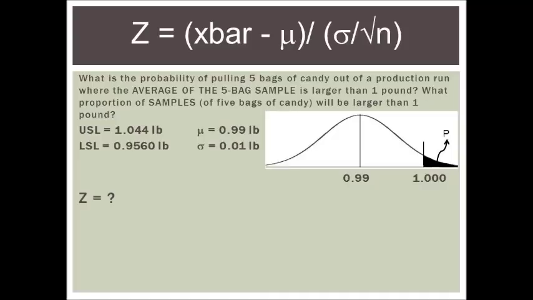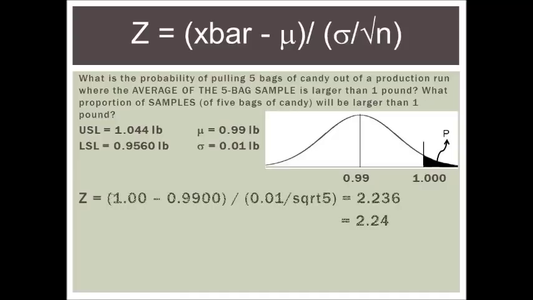All right, now you calculate z, and you calculate the probability associated with z. Take some time to do this now. Okay, so z is 2.24, which makes sense because z is a positive number, and z in this case is to the right of the mean. It's to the right of the center of the normal curve.